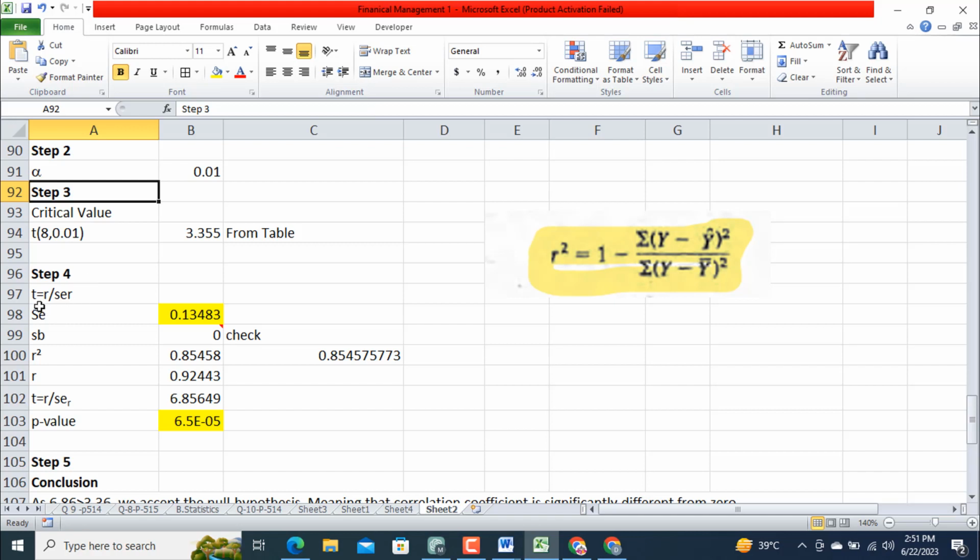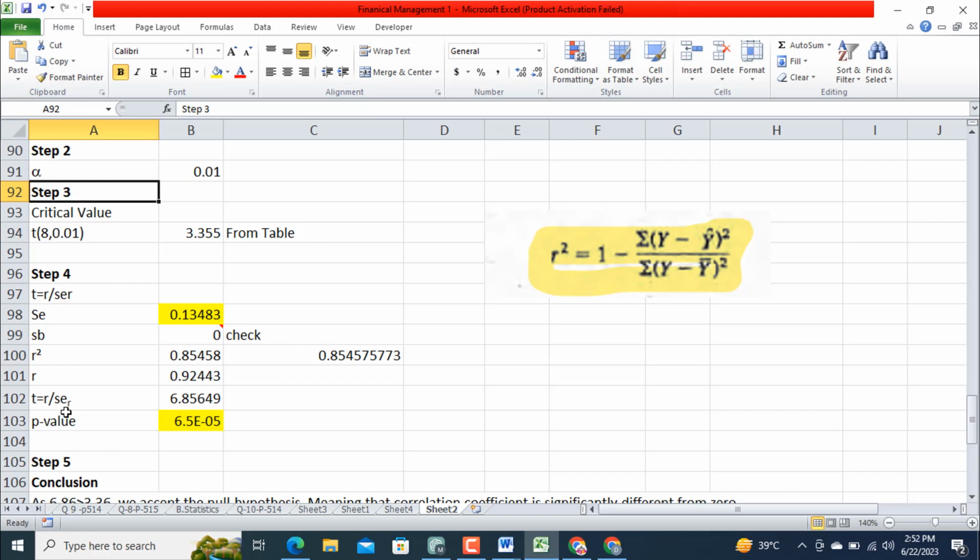T is equal to r, the correlation coefficient, divided by SE, or the standard error of the correlation coefficient. The standard error of the correlation coefficient is equal to 0.3483. How is it obtained? It is obtained by the square root of 1 minus r square divided by n minus 2. So for r square, we are going to use this formula. We have another formula to find the value of r square. Then we take the square root of this value, and we will get 0.92443.